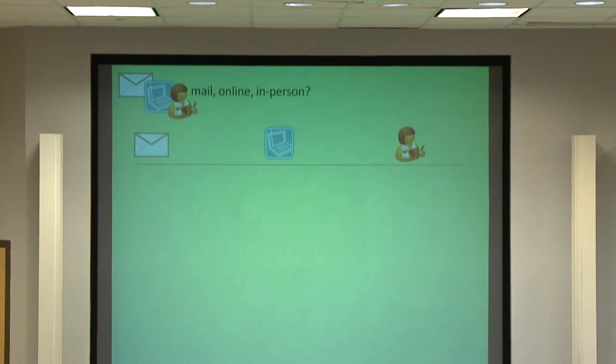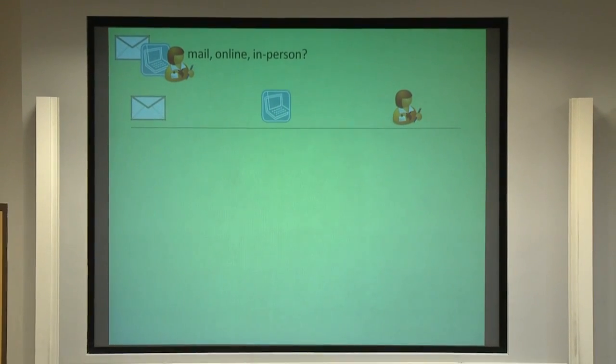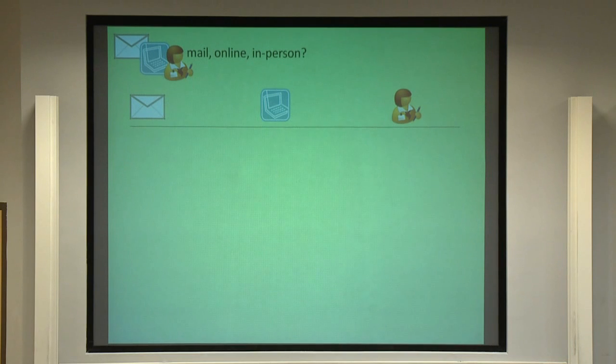Mail, online, or in person. So you can mail it. It can be online, typically an email. Or a group administration. You have everyone in a room and they take the survey. What might be some of the advantages or disadvantages of any of these? Response, percentage of people responding.